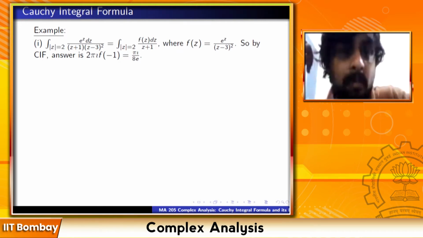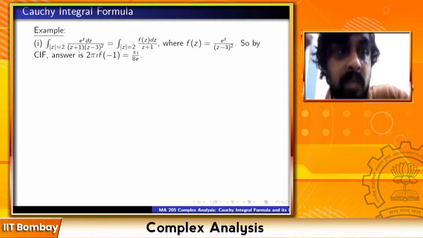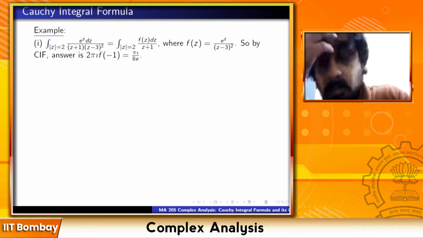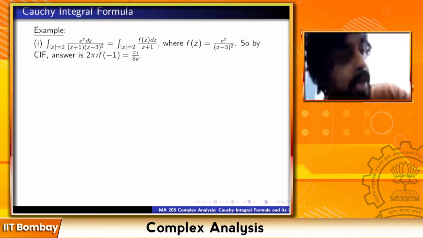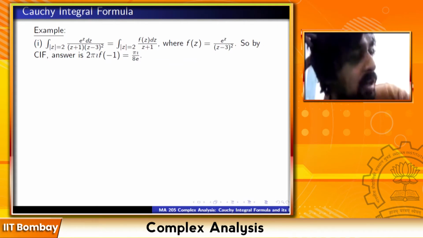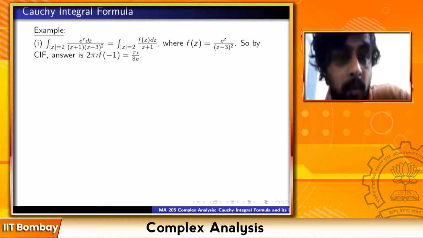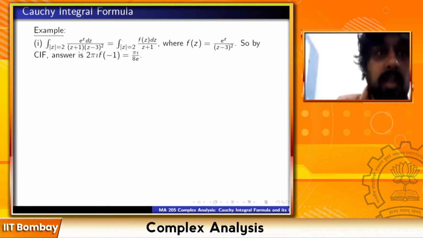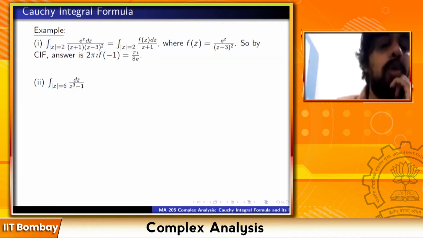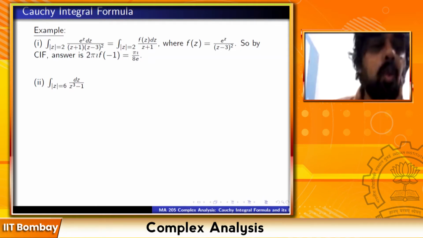It's important that I broke it up as f(z) upon z plus 1 and not in some other way. I want to break it up as something holomorphic upon z minus z naught. Okay, so this was example 1. So let's look at dz upon z cube minus 1. Now let's take the contour to be mod z equal to 6. 6 is not important, I could have taken 2 and I would have got the same answer, but let's take something, say 6.